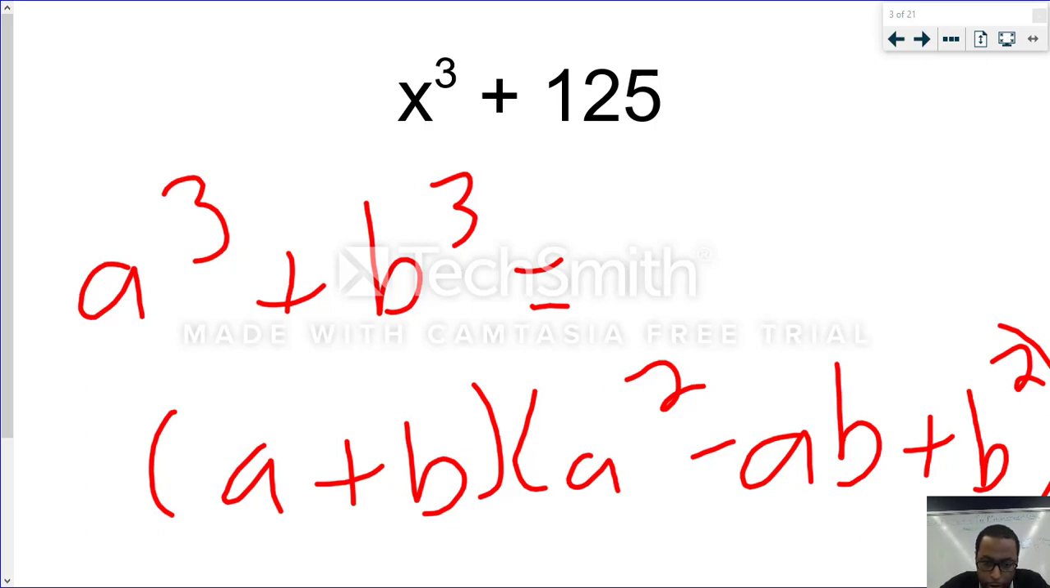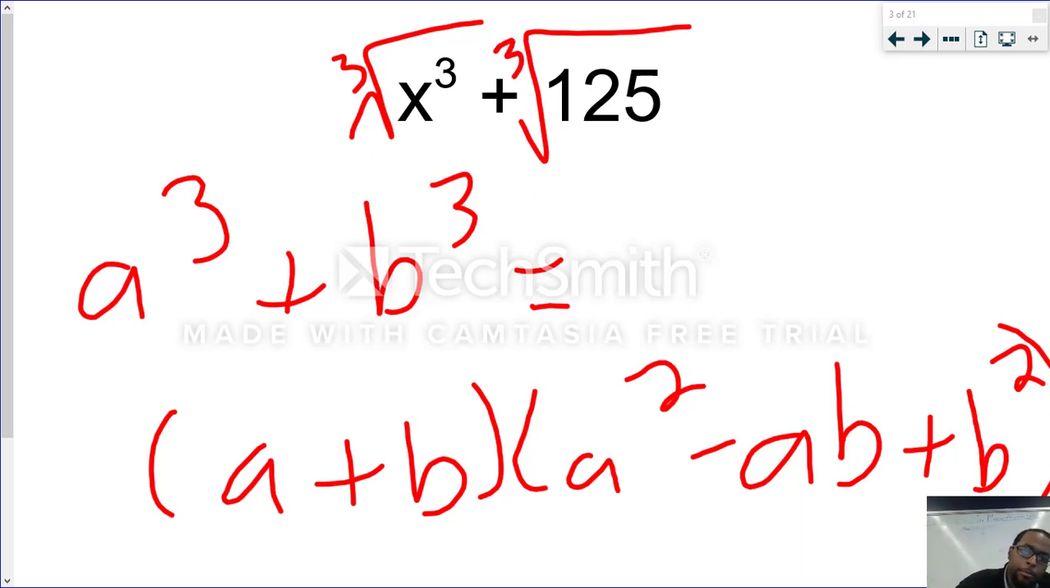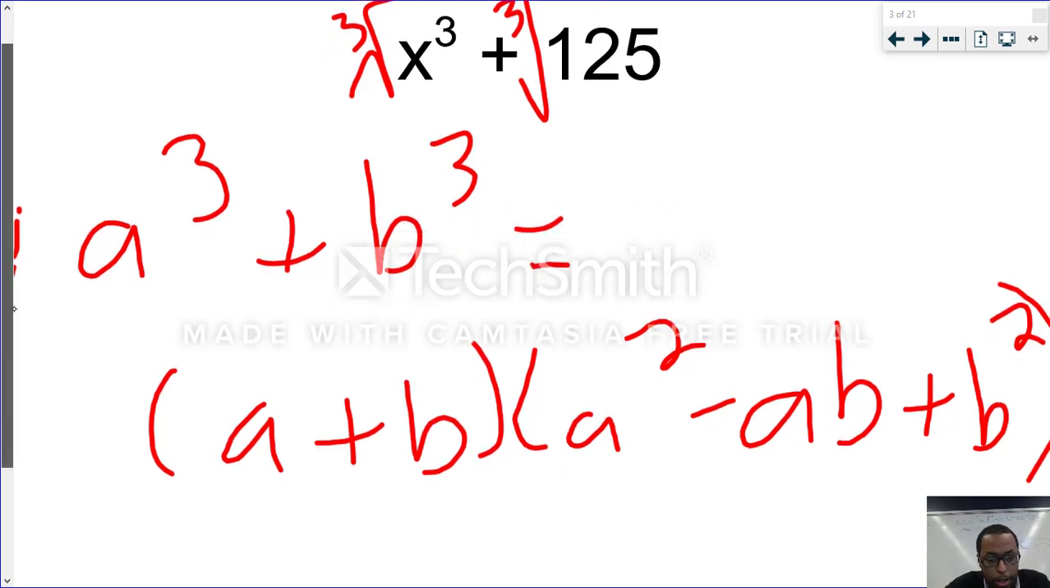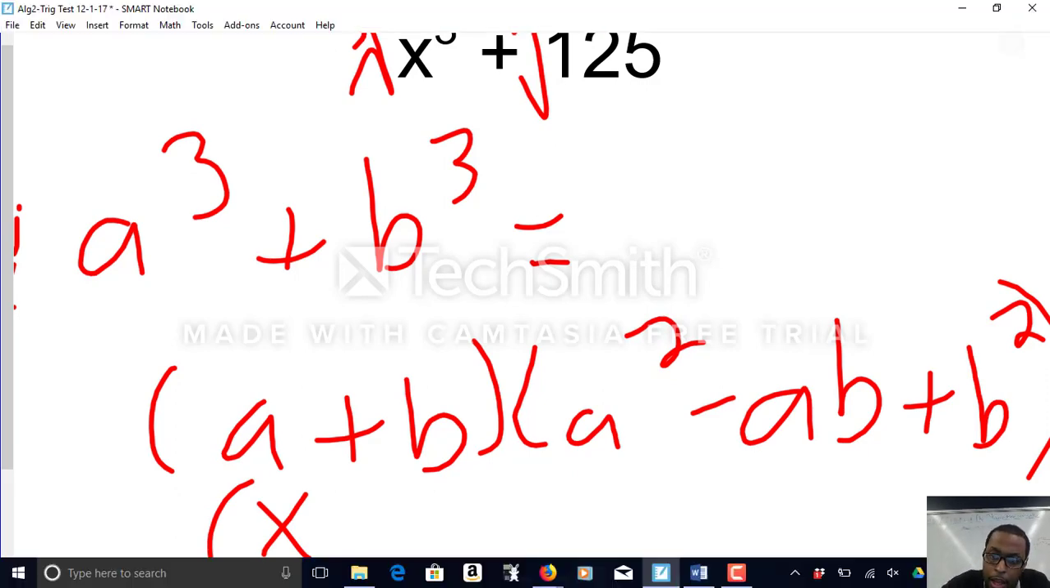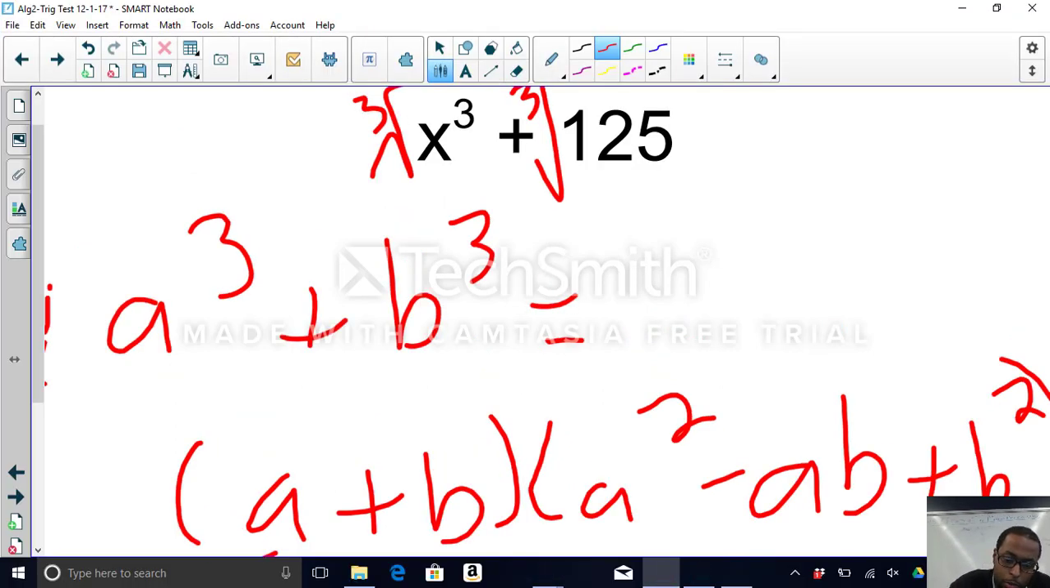The easiest way to figure out what a and what b is, is to cube root them both. In this case, the cube root of x to the third power is x. The cube root of 125, if you have your calculator tomorrow, you can actually do it using your calculator. You can pull up your calculator.